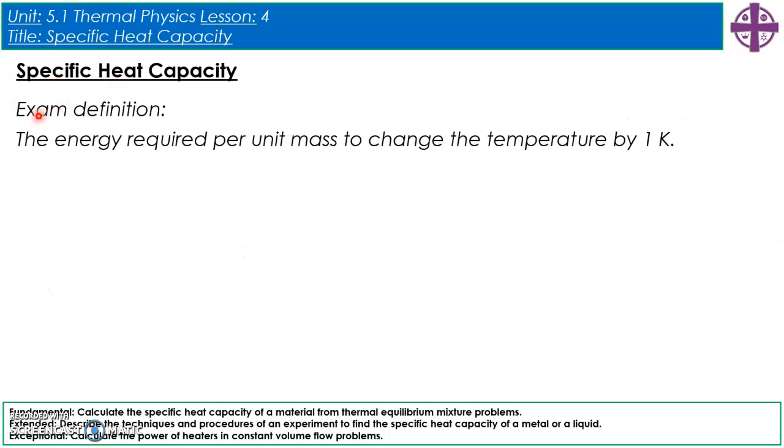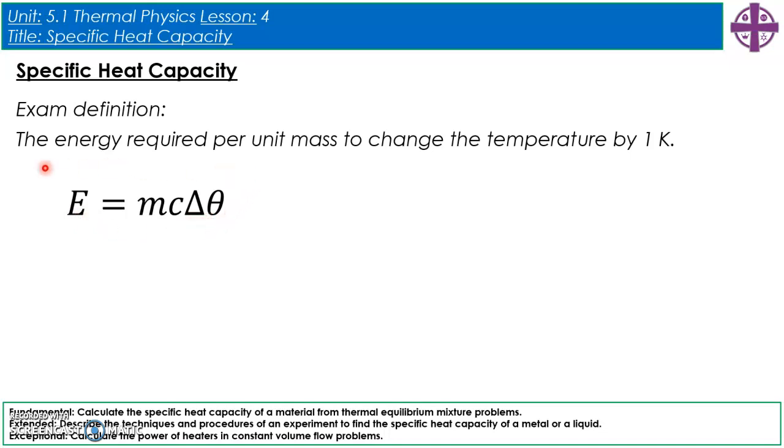So first off, we've got our exam definition of specific heat capacity. It's the energy required per unit mass to change the temperature by 1 degree Kelvin. That's the equation you normally see for it, and that's the equation you would have done at GCSE as well: the energy inputted will equal the mass of the object times the specific heat capacity of the object times the change in temperature of the object. As you put in energy to something, it will change temperature.